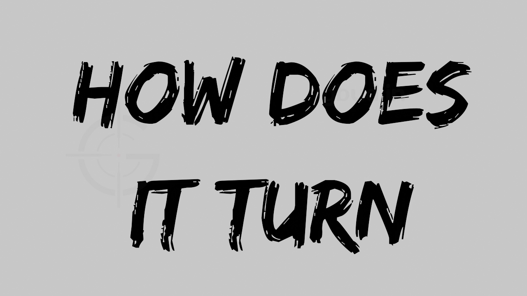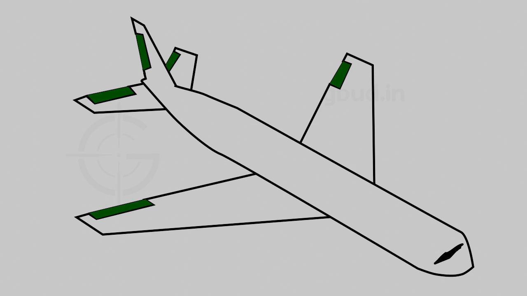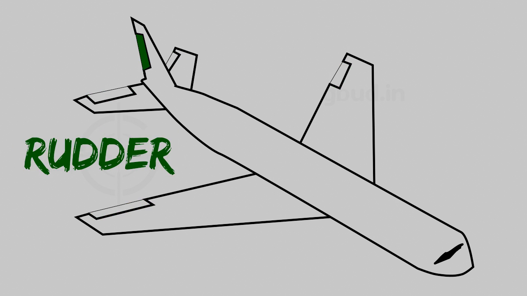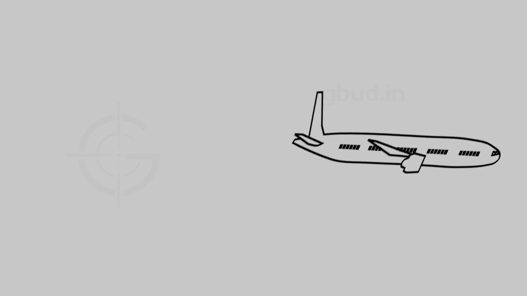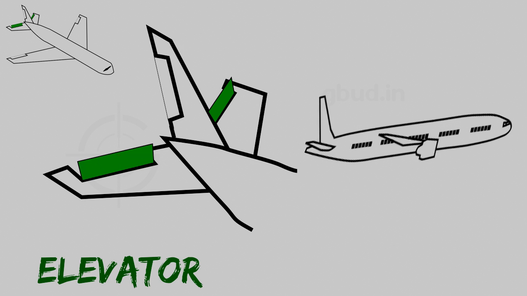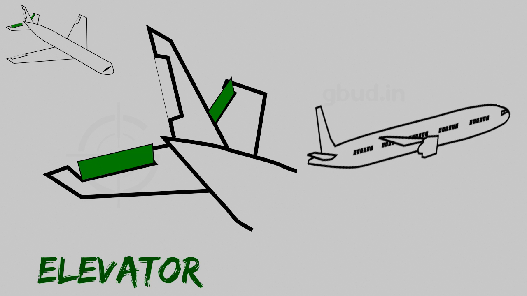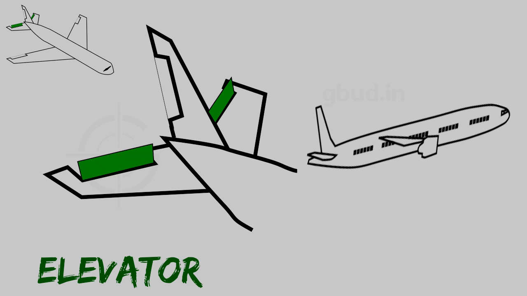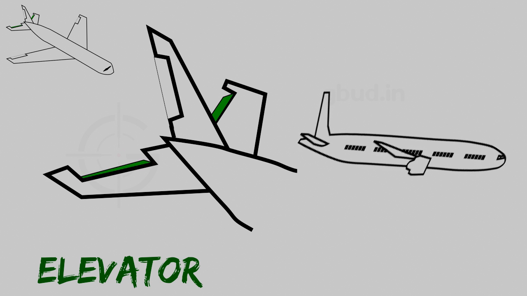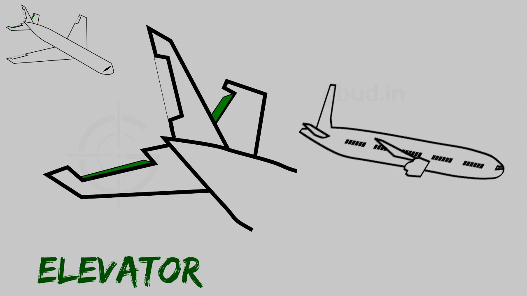How does the aircraft turn? To turn the aircraft, different control surfaces are used. They are elevator, rudder, ailerons. To turn up and down, which is called pitching of an aircraft, the tail is used. When the control surface at the horizontal tail, which is called elevator, is deflected upwards, the aircraft will pitch up. When the elevator is deflected down, the aircraft will pitch down.